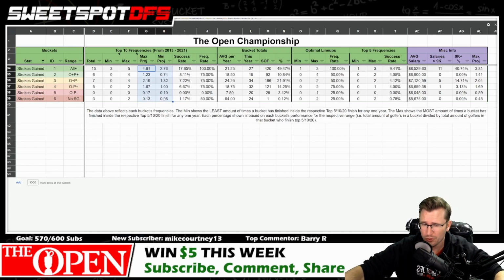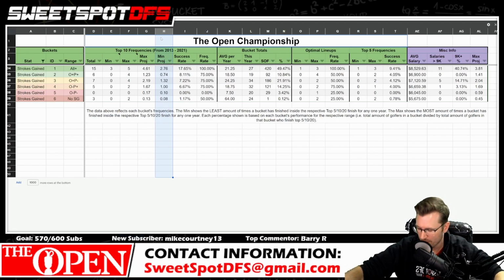Figure out a way to start your lineups with some of these that have over 1 in the minimum, and go from there. Again, I'm not going to talk about all of the golfers in these buckets. There's still the marquee tee times to look at, so I don't want to get too excited about which golfers we should play, which golfers we should not. So I'm going to leave it right here when it comes to the strokes gained buckets.